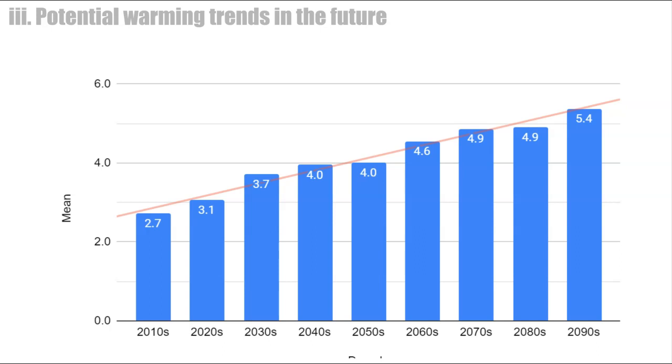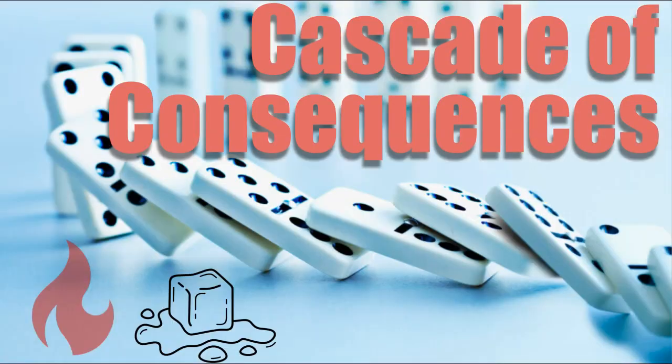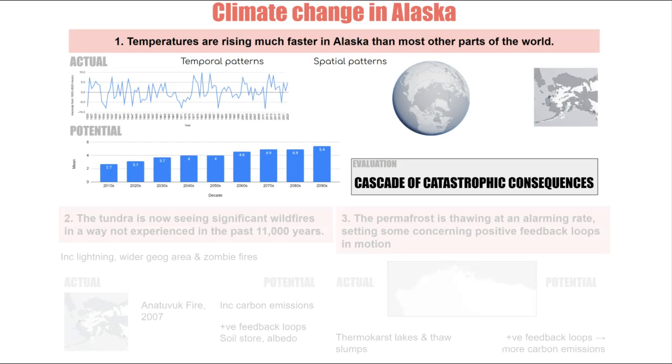So the actual temperatures have already risen faster than anywhere else in the world, and the future projections are for that to continue to increase, and that's going to lead us to this cascade of catastrophic consequences. Please learn that phrase and include that phrase in your essay. I think it's a powerful, evaluative phrase. The temperatures are rising, therefore there's a cascade of catastrophic consequences. Here we have it. That's a powerful little phrase.